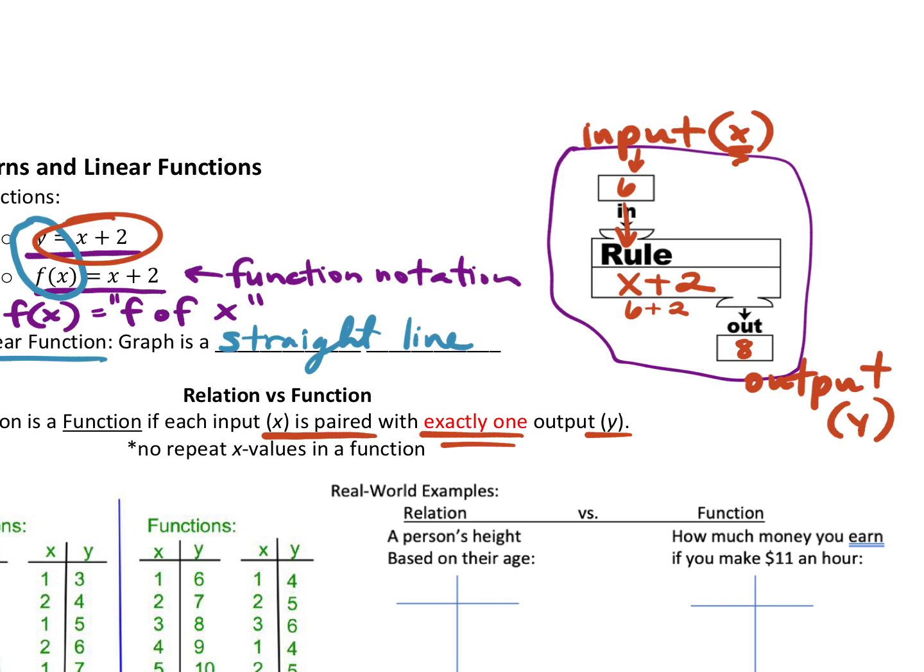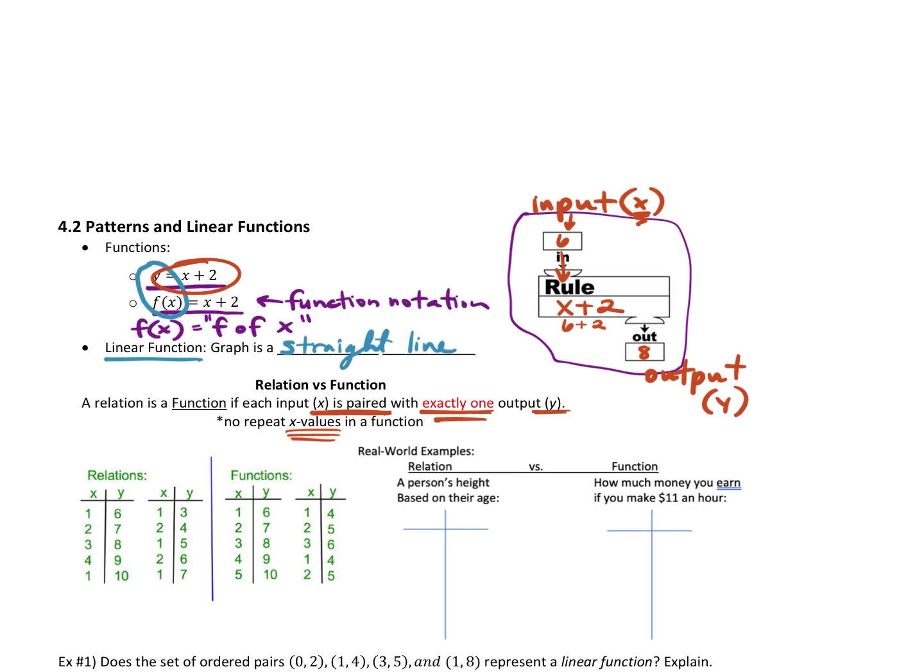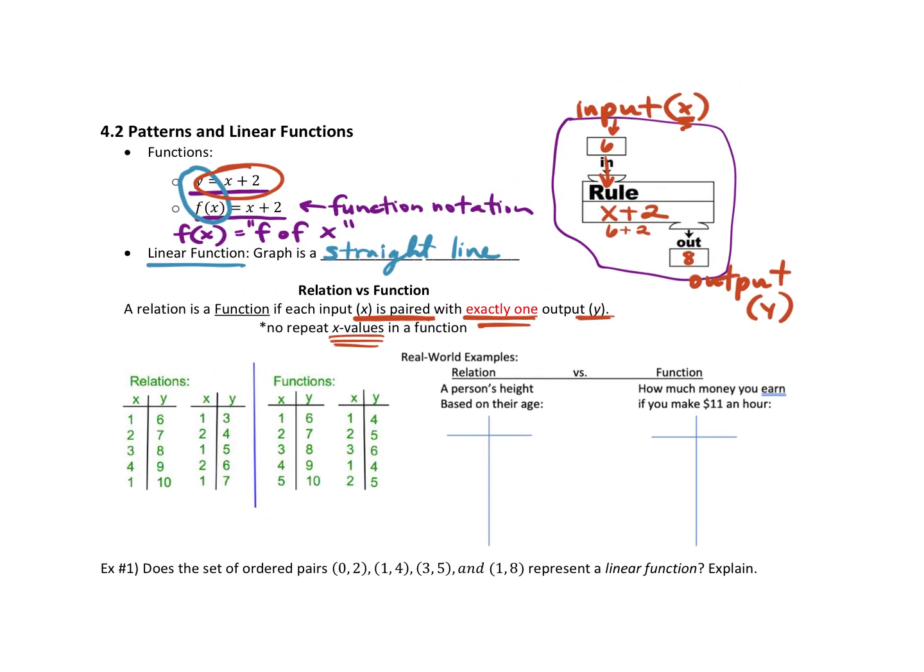I put in an x value, I get out a y value. If your x values get you exactly one y value, in other words, there are no repeat x values in your setup, that is a function. If there are repeat x values, it's just a relation. Every function is a relation as well, but every relation is not a function. It's like every square is a rectangle, but not every rectangle is a square, right? A relation is just a relationship between numbers. How are these two numbers related to each other, okay?